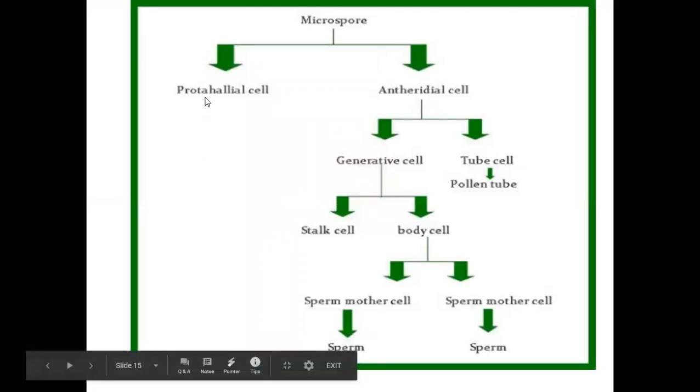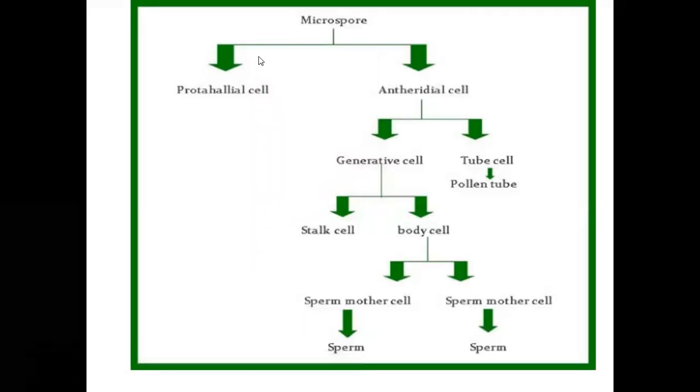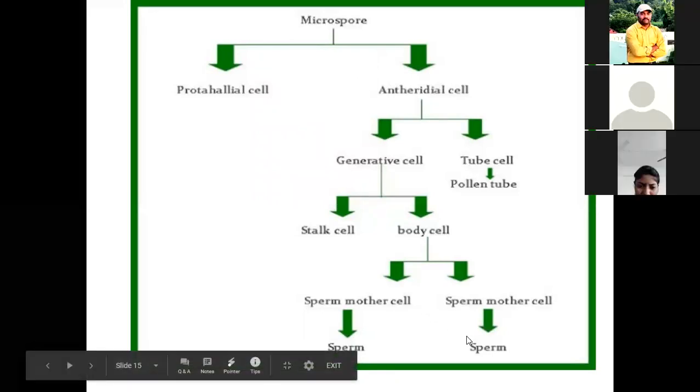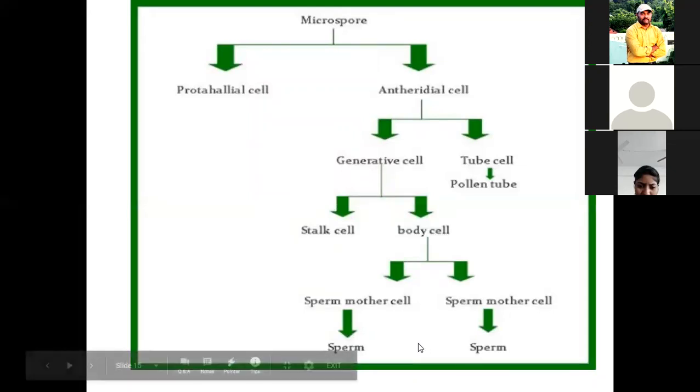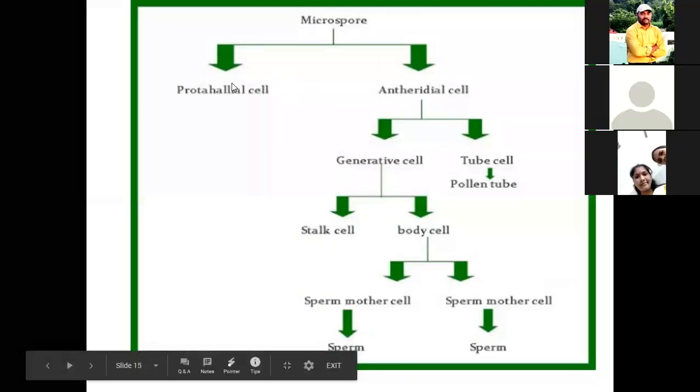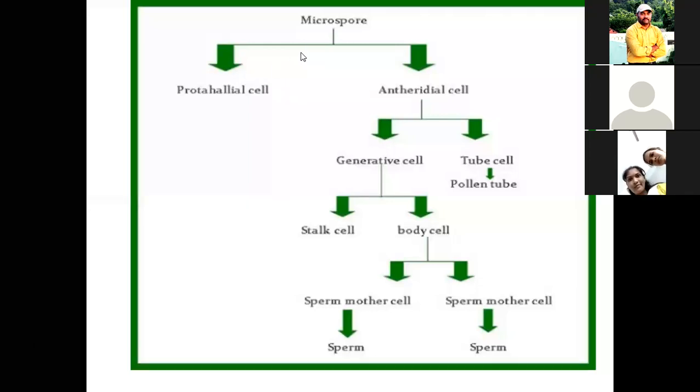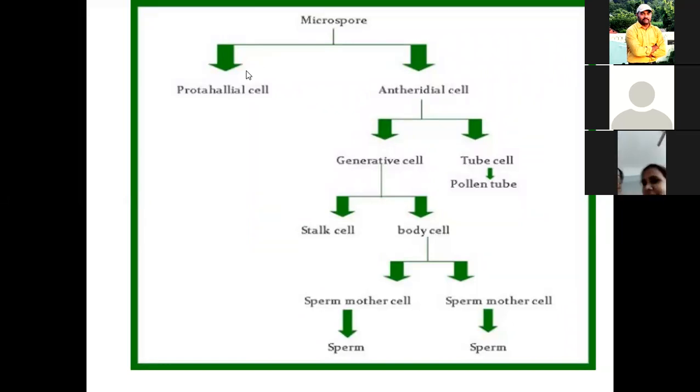See children, the development of microspores is the male gametophyte. Each haploid nucleus participates in mitotic divisions. By the mitotic division, two equal cells are developed. The two cells are called, one the prothalial cell, and the second one the antheridial cell.